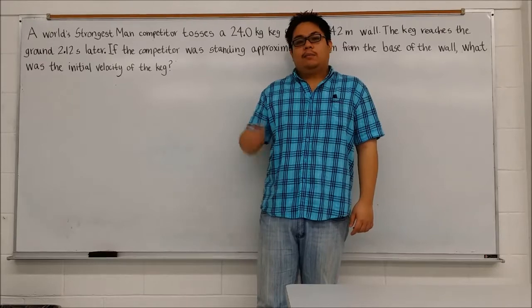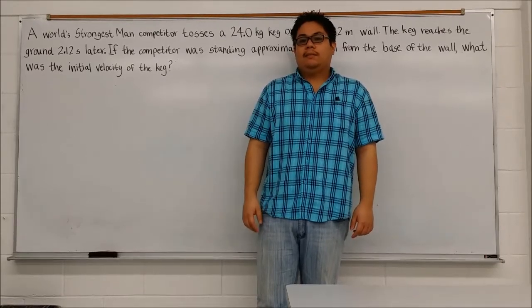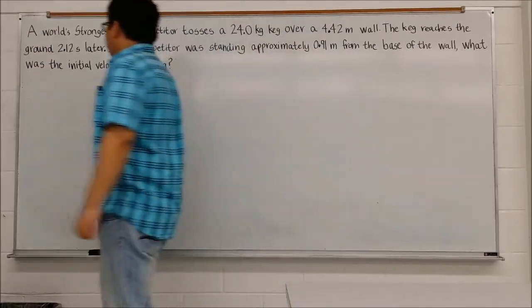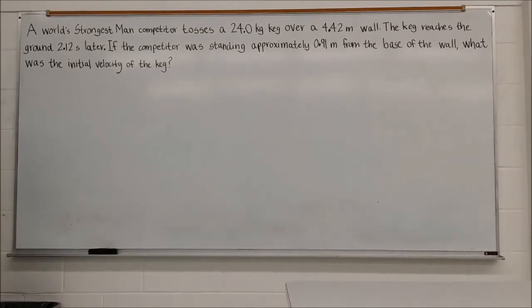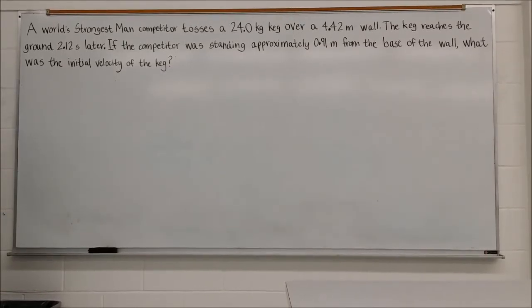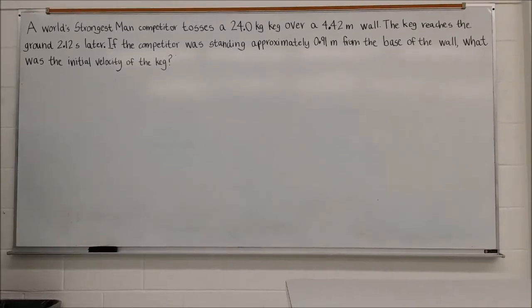Now this is the word problem version of the video you just saw. The problem is a world's strongest man competitor tosses a 24 kilogram keg over a 4.42 meter wall. The keg reaches the ground 2.12 seconds later. If the competitor was standing approximately 0.91 meters from the base of the wall, what was the initial velocity of the keg?